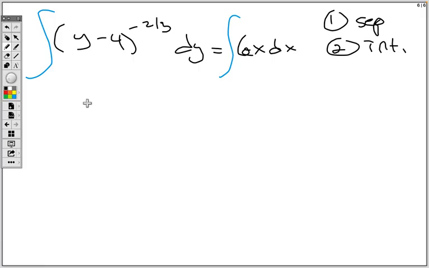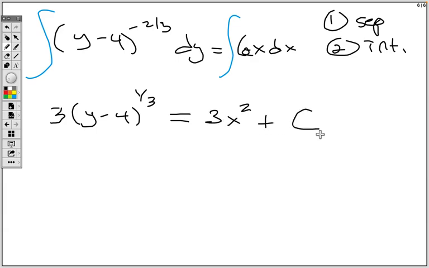This is going to get promoted, right? This is going to be (y minus 4) to the what power? Yeah, 1/3. And then you're going to divide by the new power. So that would just be dividing by 1/3, so that would actually just be a 3. And then you integrate this here. And then you got a couple constants floating around. There you go. Everyone cool with that?